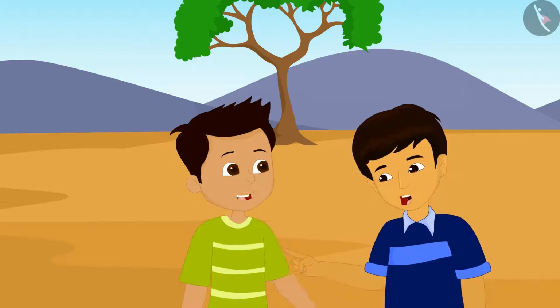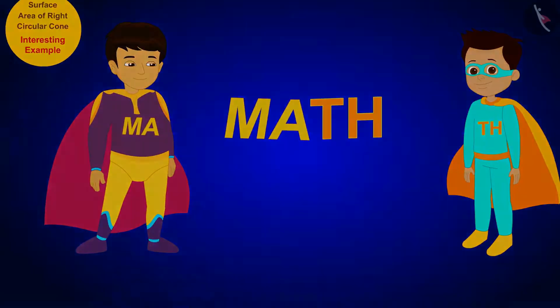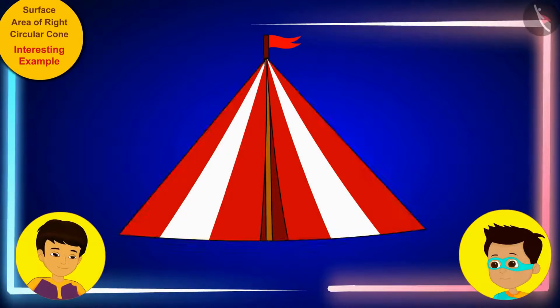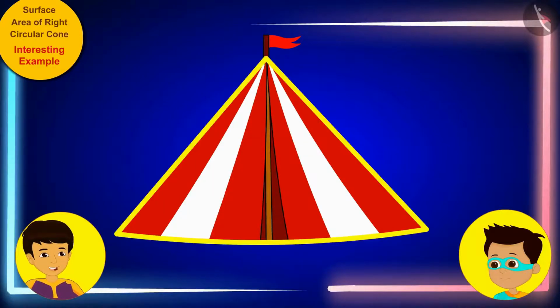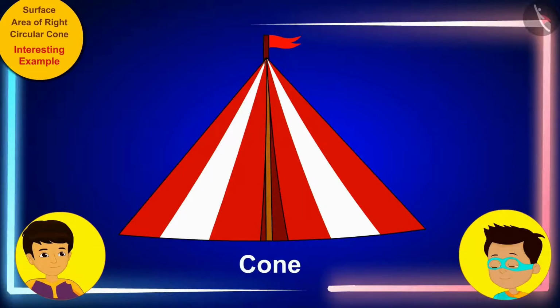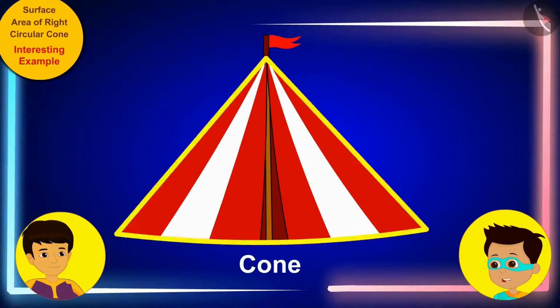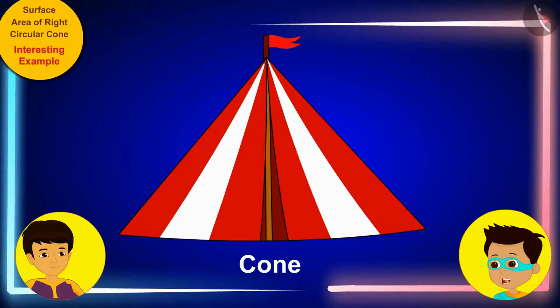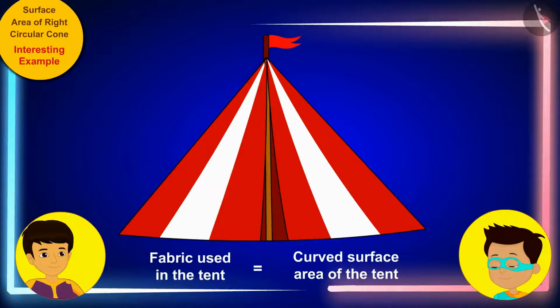Oh wow, that means it's math time. Look at the tent, Manas. Can you tell me what shape is this tent? The tent looks like a cone, so it's conical in shape. You're absolutely right. And because this tent only uses fabric to create this curved surface, we can say that the fabric used in the tent will be equal to the curved surface area of the tent.